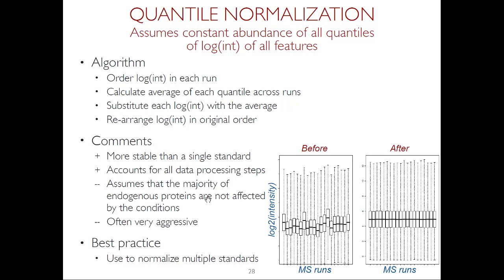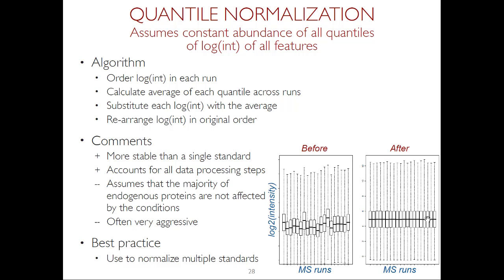And then another one, which is even more aggressive, is quantile normalization, where we equalize not just the medians of the boxes, but every other aspect of the distribution. So those boxes become completely identical. And this, again, has been used in microarrays, also a very aggressive normalization.